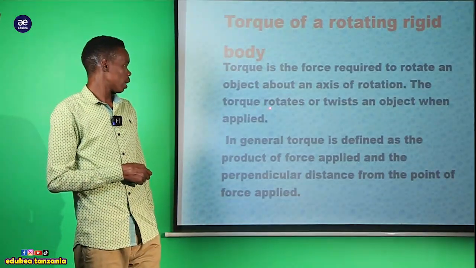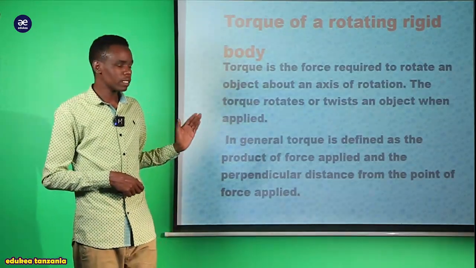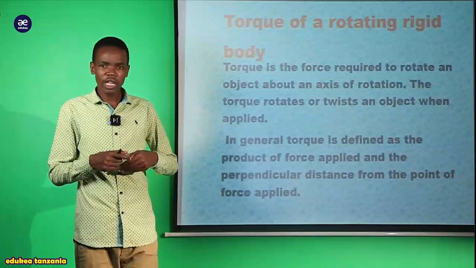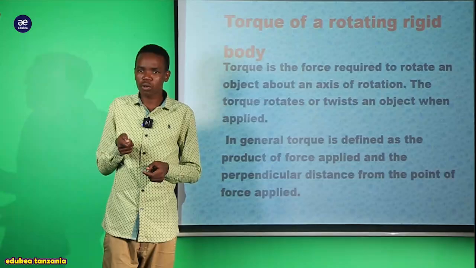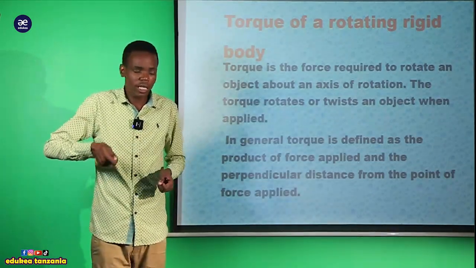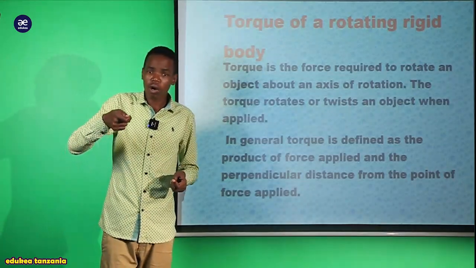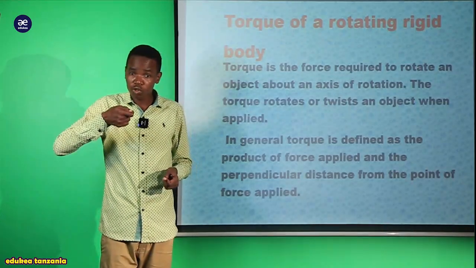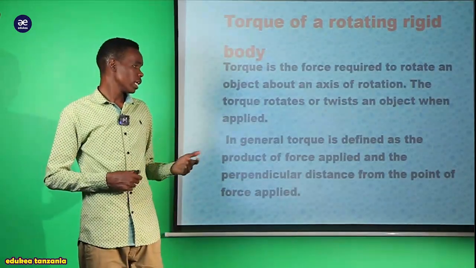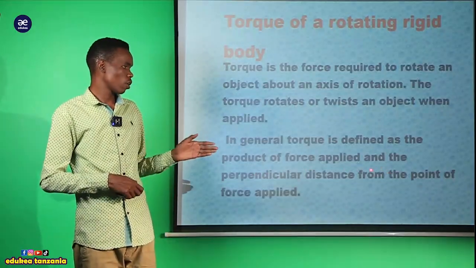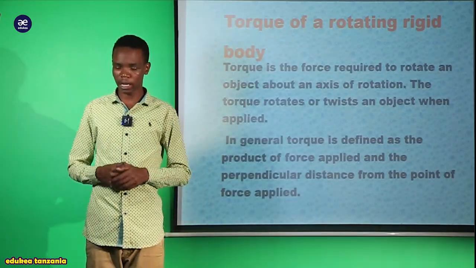So the torque rotates or twists an object when it is applied. When we apply this torque, my dear student, we try to twist an object or rotate it so that it can be twisted or rotated on its axis. So in general, a torque is defined as the product of the force applied and the perpendicular distance from the point of the force applied.